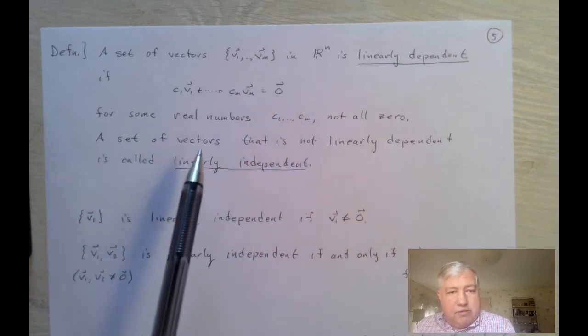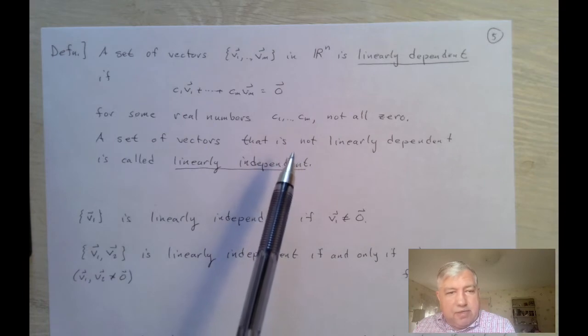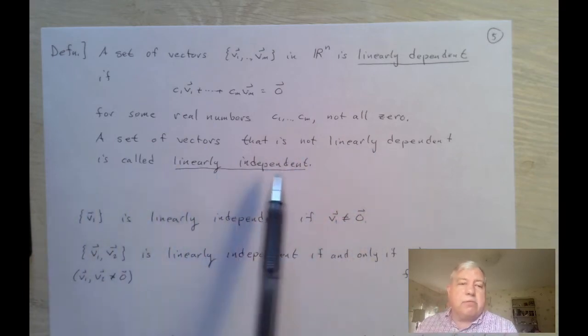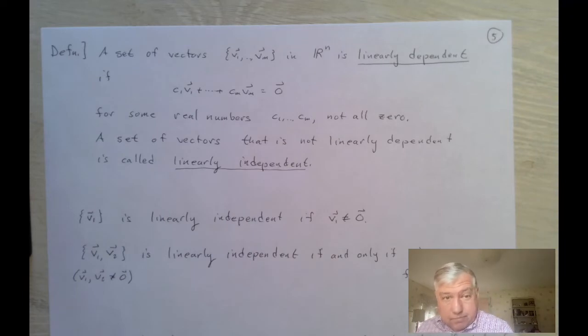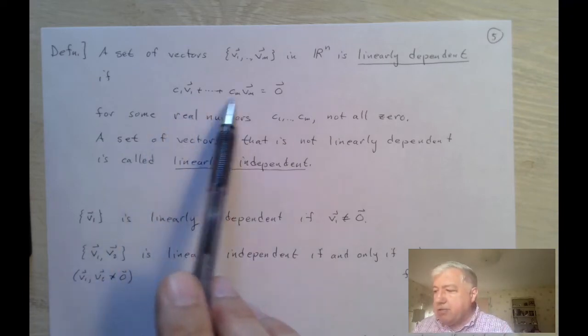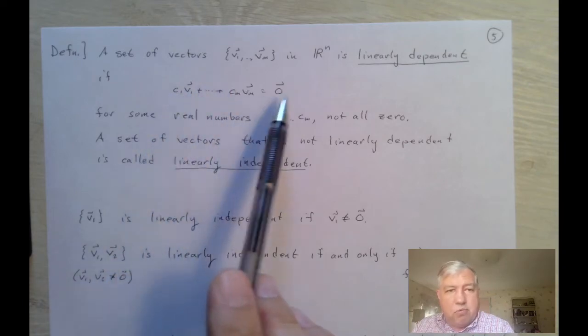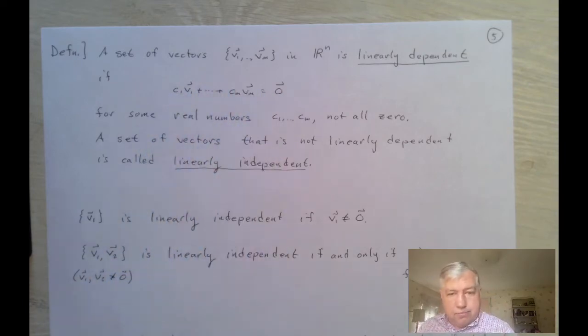And we say if a set of vectors is not linearly dependent, then it's called linearly independent. Well, that means if these vectors are linearly independent, then the only c's that work are when they're all 0.